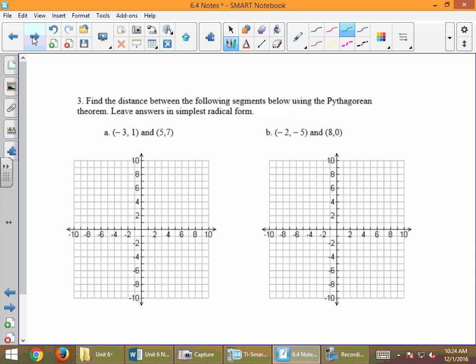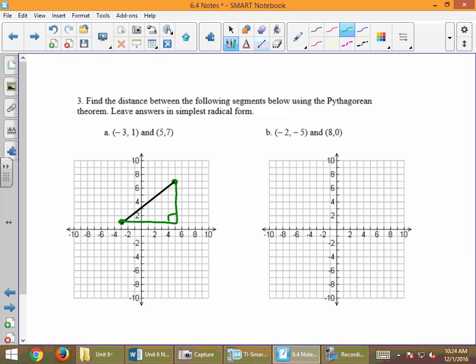So let's go. Negative 3, 1. There it is. The other one is 5, 7. Right there. And connect them. We want to make that right triangle. It doesn't matter if you want to make your triangle up top, go up and over, or go across and up. You're going to get the same measurement. It's just your legs will be flip-flopped. So for this one, I'm going to go this way, but it doesn't matter.